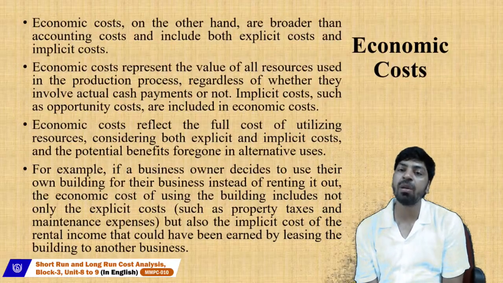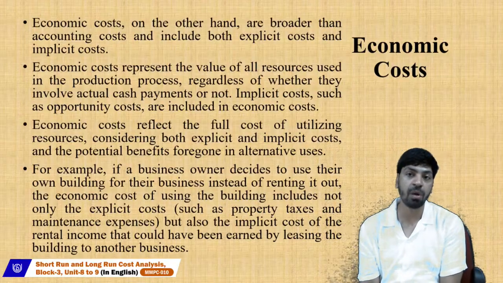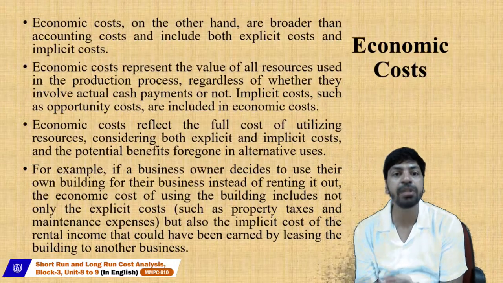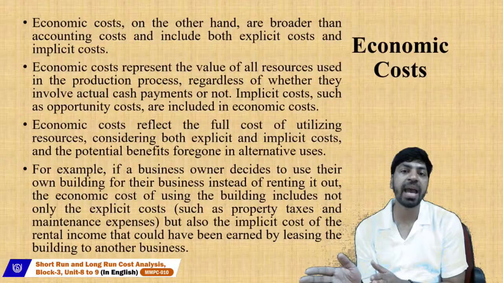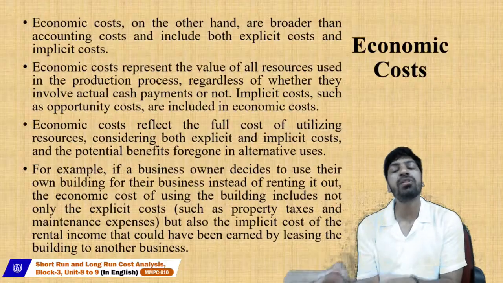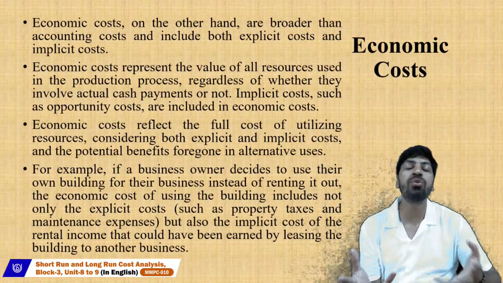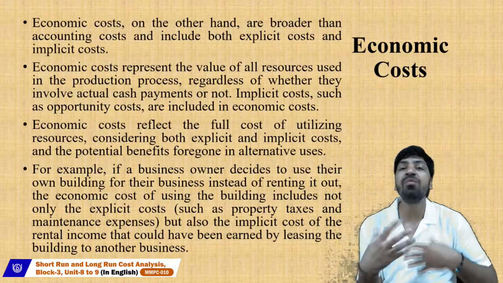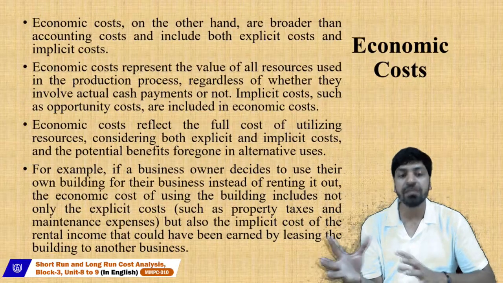Implicit cost, as we always talk about, is the opportunity cost, which is also included in the economic cost. So when we talk about the explicit cost, we talk about the accounting cost. We can also talk about any other cost which refers to the outflow of cash, but the implicit cost refers to the opportunity cost, which is also part of the economic cost. Economic cost also reflects the full picture of how it utilizes the resources, considering both types of cost and what would be the potential benefits foregone in the alternative uses.